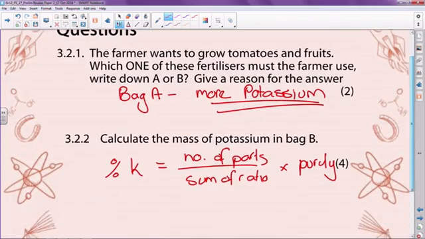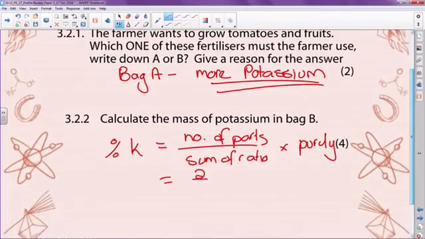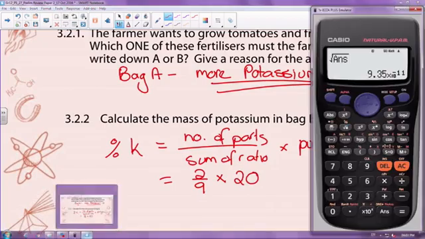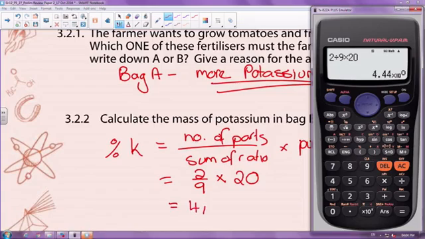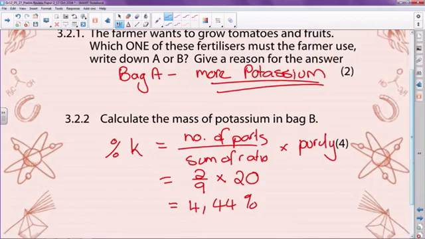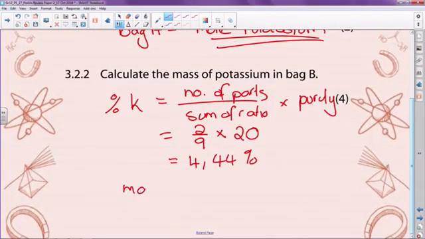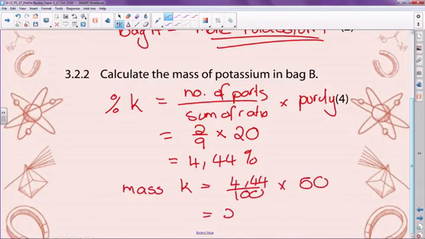So we have 2 parts out of the 9, and I've realized my answers are wrong, NPK, yeah, times 20, okay? So now I'm going to have to calculate this because I made a mistake on mine. So it's 2 divided by 9 times 20, which gives me 4,44. So 4,44% of my bag is my potassium, okay, but the mass of the potassium in the 50 kilograms is going to be 4,44 over 100 times 50, which means it's 2,22 kilograms of the bag.